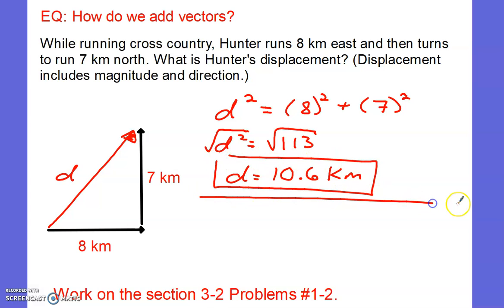Now that is just one part of my answer. I also need to know the angle. When solving for the angle, we always solve for the angle where we start, where the two tails match up. I'll label that as theta. Theta looks like a circle with a line through it. It's a Greek letter. And to solve for that, I'm going to use my inverse tangent, because I know my opposite side being 7 and my adjacent side being 8.